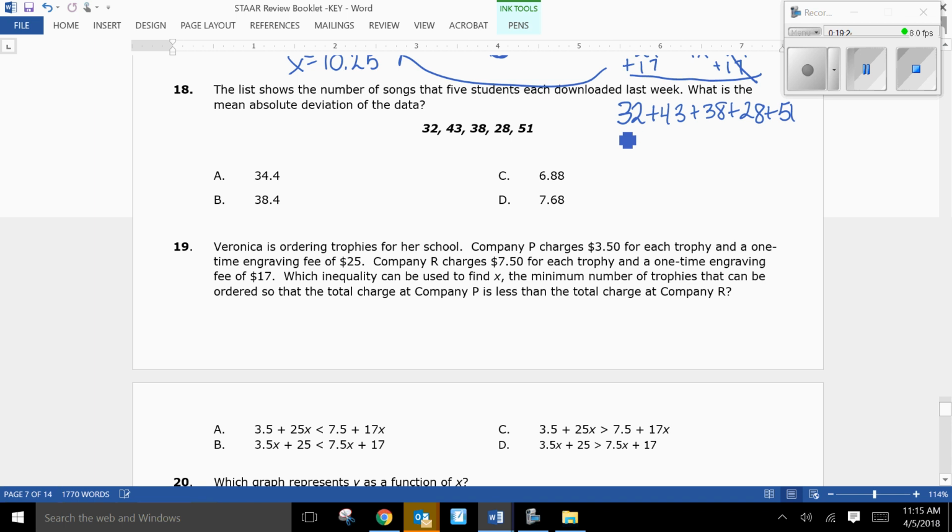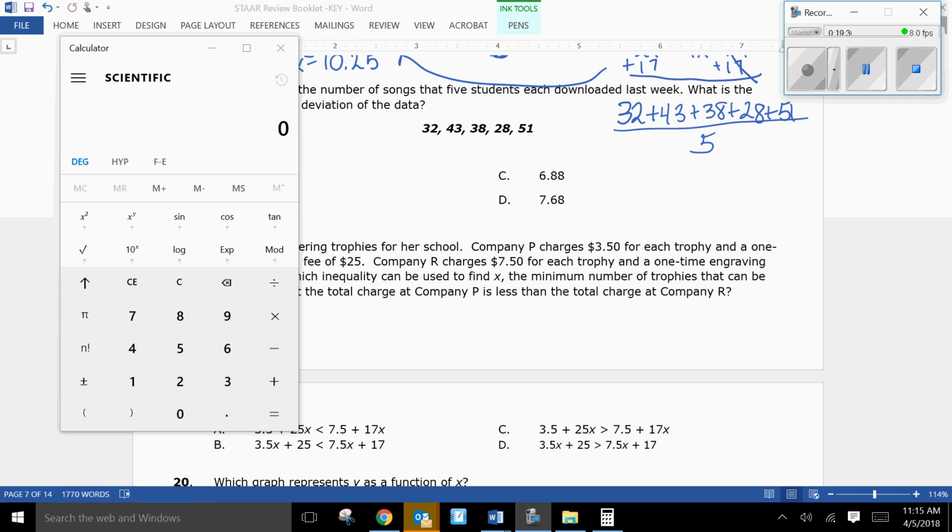And I'm going to divide by how many there are. So I am adding all of those up and dividing by how many they are to find my mean. Okay, so I have 32 plus 43 plus 38 plus 28 plus 51. So I get 192, and I want to divide that by 5.